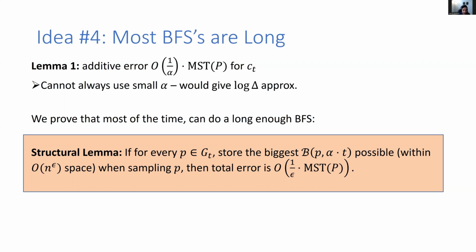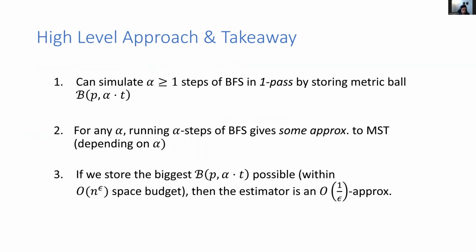So I don't have time to really go into the proof of this. There's a good detailed explanation in the overview of the paper. But just to summarize and wrap up the approach of this paper, our main three-part approach is that we know that if I can do log delta steps of the BFS from every point, then I can get a good approximation. This was known from prior works.